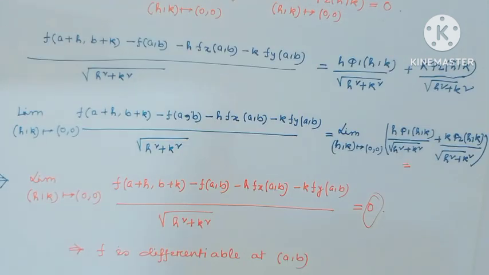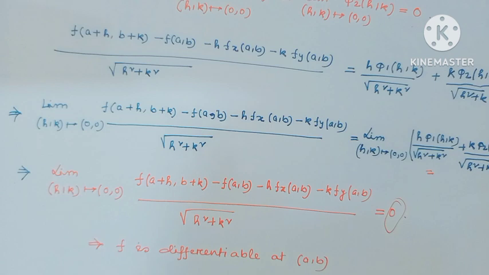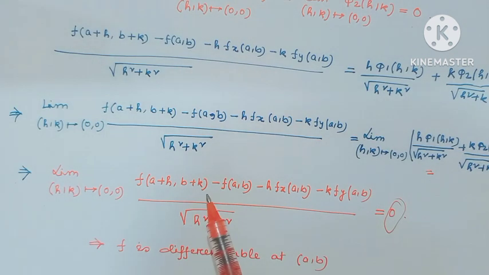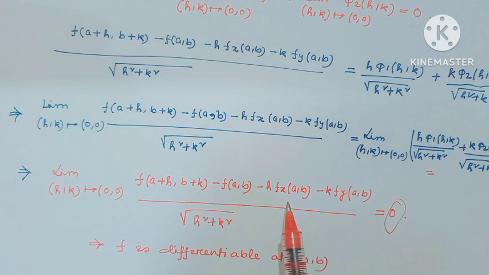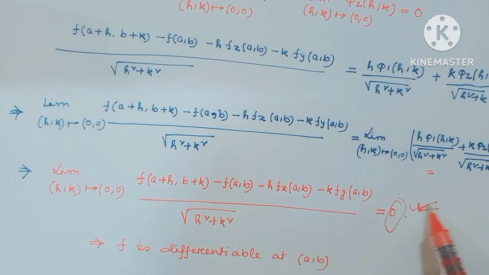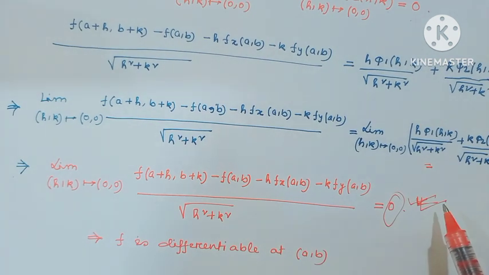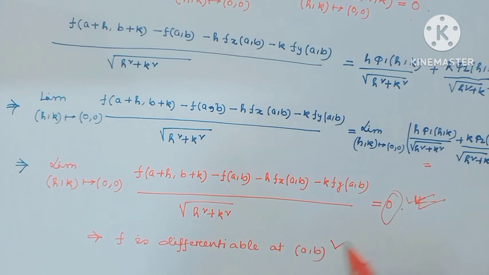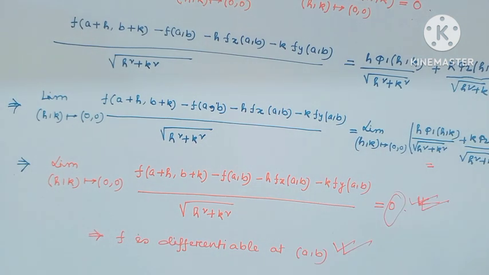That implies the limit as (h, k) tends to (0, 0) of f(a+h, b+k) - f(a, b) - h fx(a, b) - k fy(a, b), divided by the square root of h square plus k square, equals 0. If this equals 0, then we can tell f is differentiable at the point (a, b). This is one method to find differentiability.